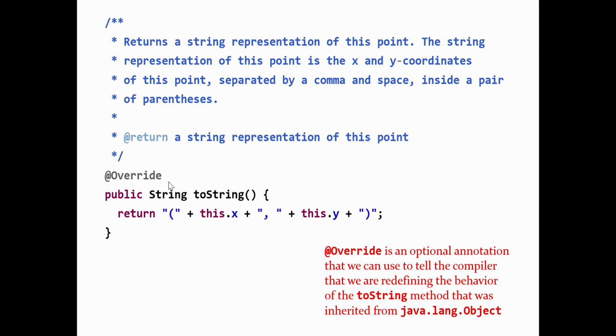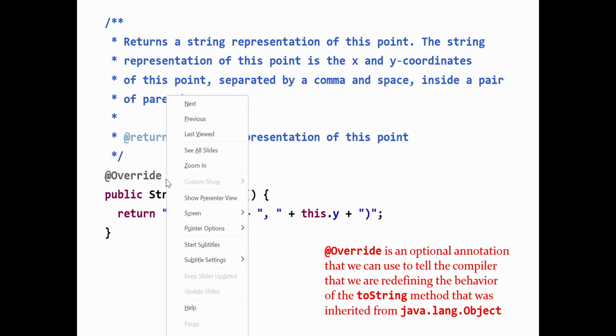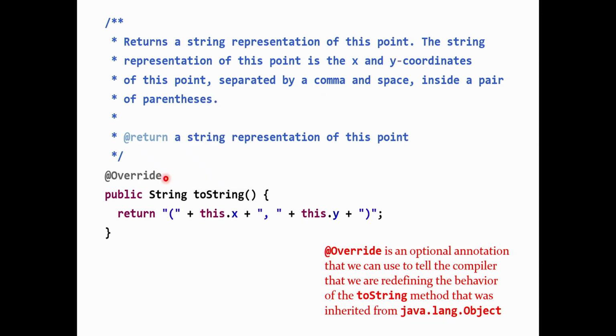Okay, now what's this funny @override? When you decide you want to replace a method that you got from another class, you can use this tag called @override. You don't have to use this tag, but you can. If you use that tag, the compiler will actually check, is there some method public string toString that comes from a parent class of the class that you're in.